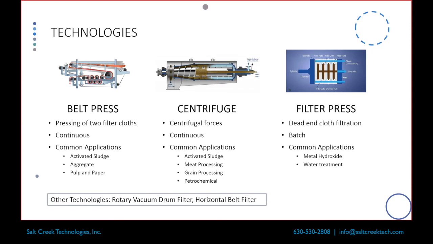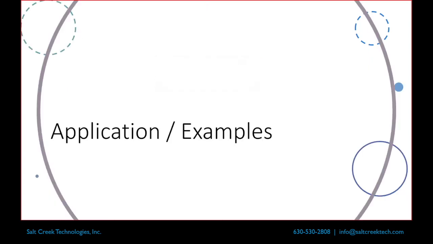Common applications that work out well, I think, filter press, metal hydroxide, water treatment, water softening plants, things like that. Centrifuges, they're good for activated sludge, meat processing, also heavily used in the grain processing industry. Again, that's a pretty sticky, oily process that needs a fairly aggressive way of dewatering, I'd say. And then belt press is common pretty much everywhere. So again, I'm just going to go into some application examples.